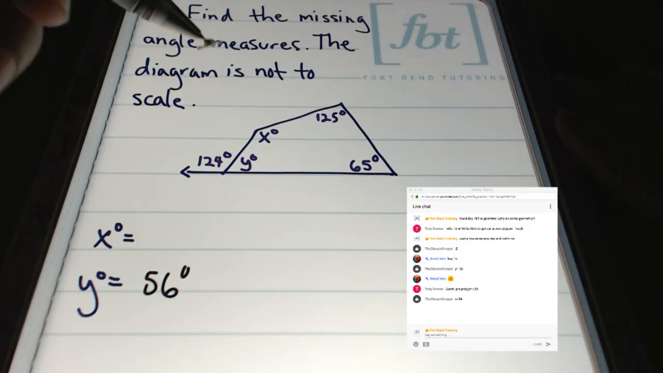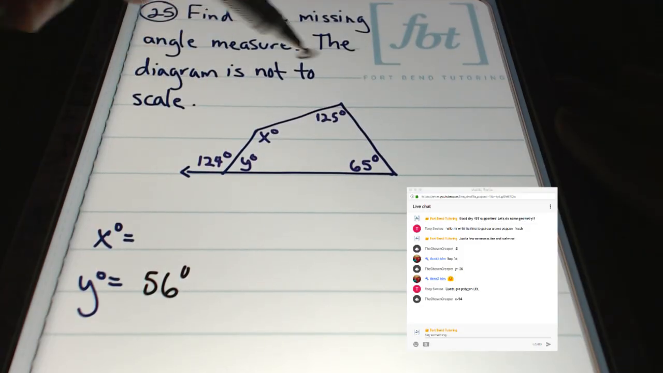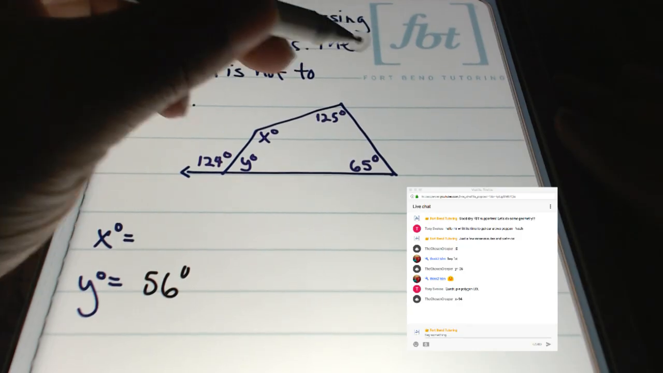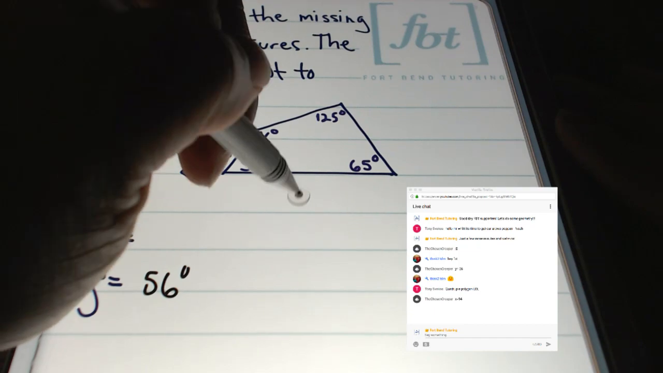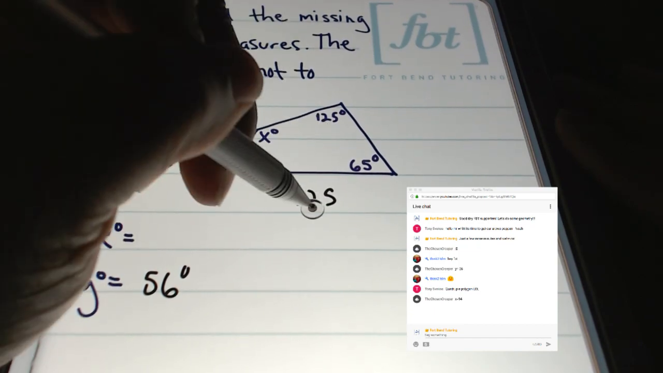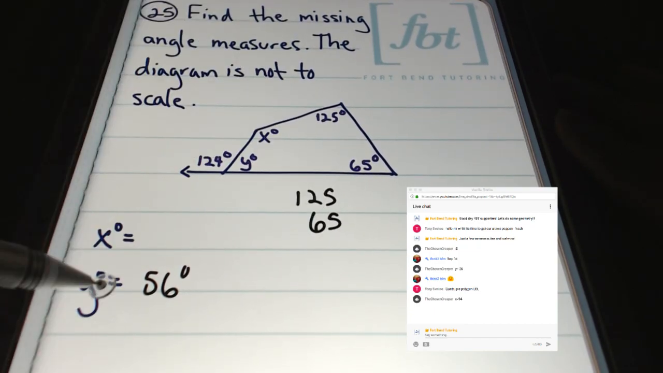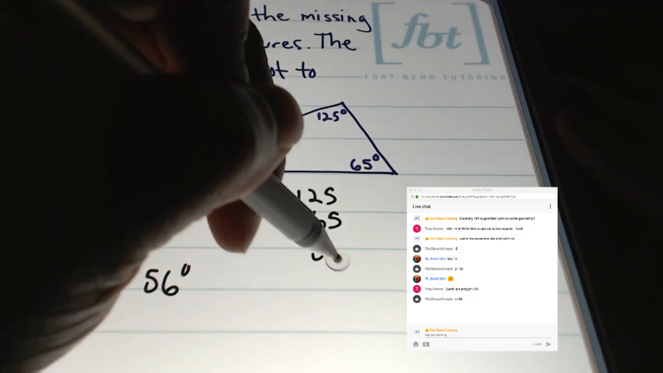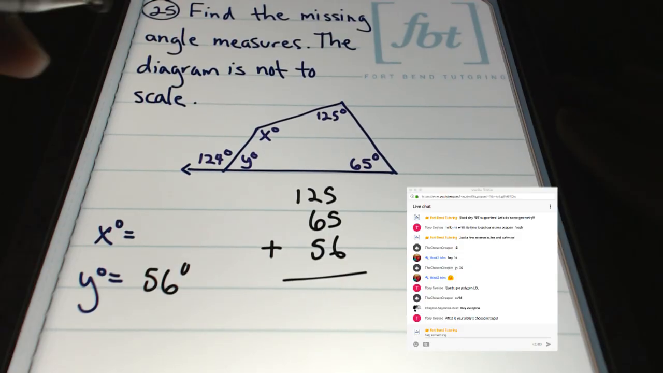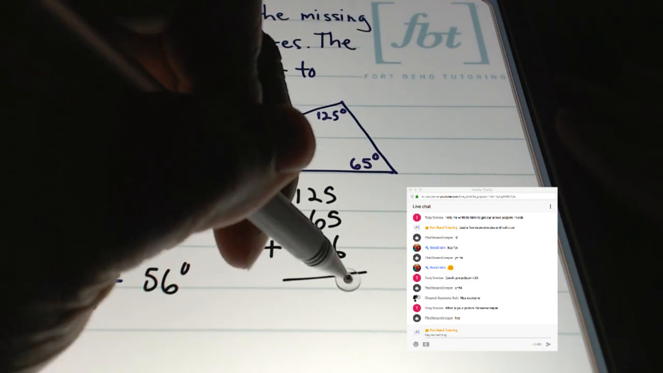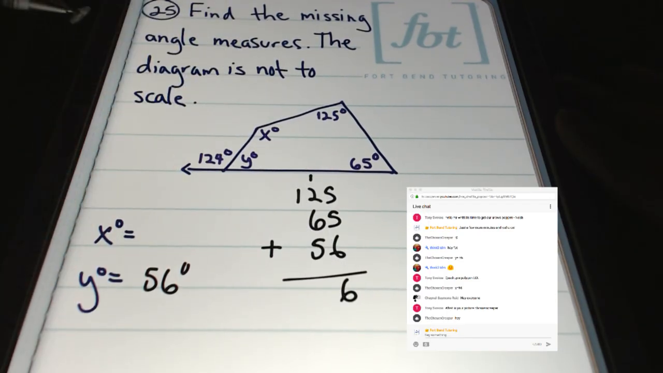But recall that all 4 angles of the polygon must add up to 360 degrees. So what we're going to do is say that we have the 125 degrees, we have the 65 degrees, and we just proved that y is 56 degrees. We're going to add those together and then subtract from 360 in order to find out what our result for x degrees must be. So this is going to give us 16. We're going to carry the 1 here. Yes, we are.